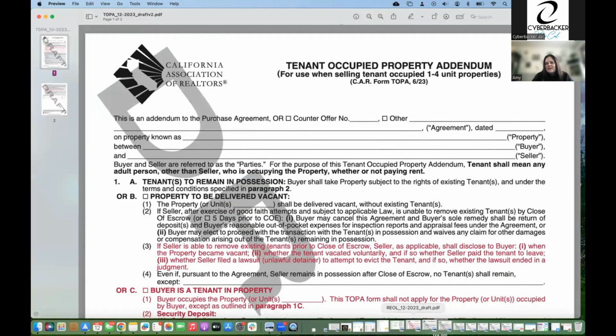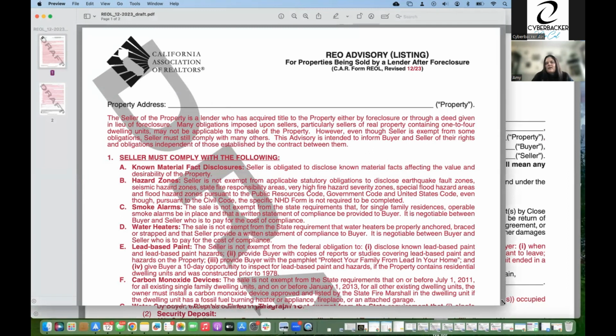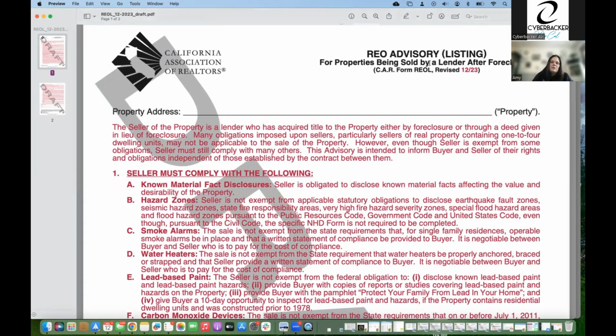Moving right along, we have the REOL, which is the REO advisory for a listing. So this is if you have a property being sold by a lender after foreclosure. Okay, property foreclosed, lender selling it. Seller of the property is a lender who has acquired title of the property either by foreclosure or through deed given in lieu of foreclosure.